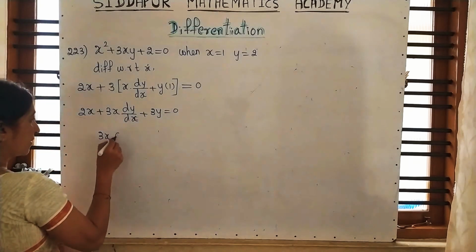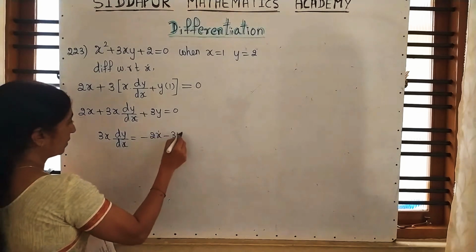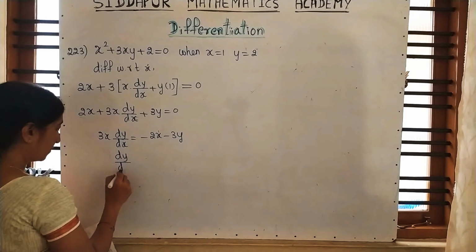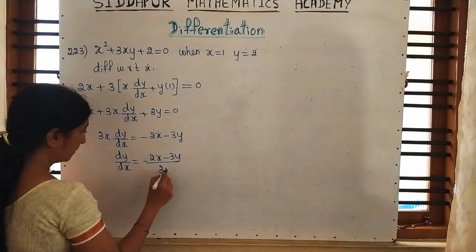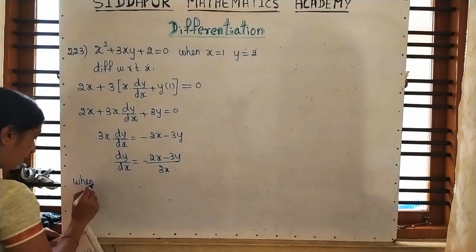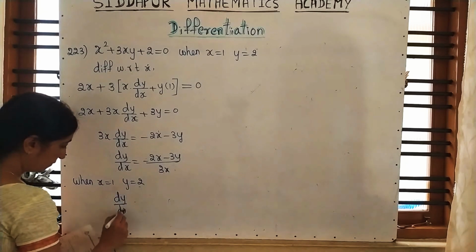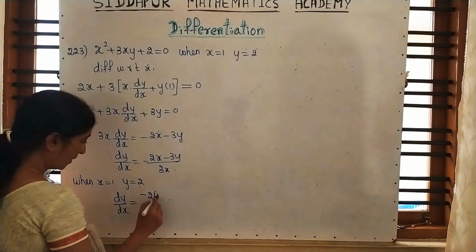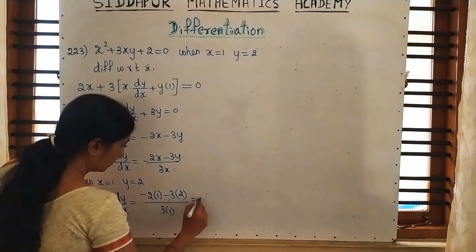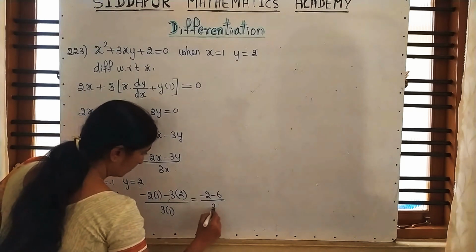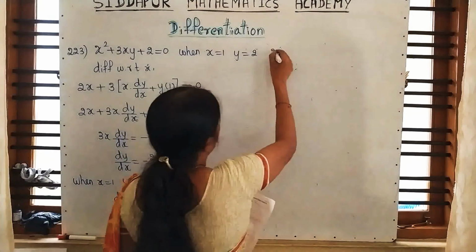So 3x into dy upon dx is minus 2x minus 3y. When x is equal to 1, y is equal to 2. In place of x write 1, in place of y write 2. Minus 8 by 3. Question number 224.